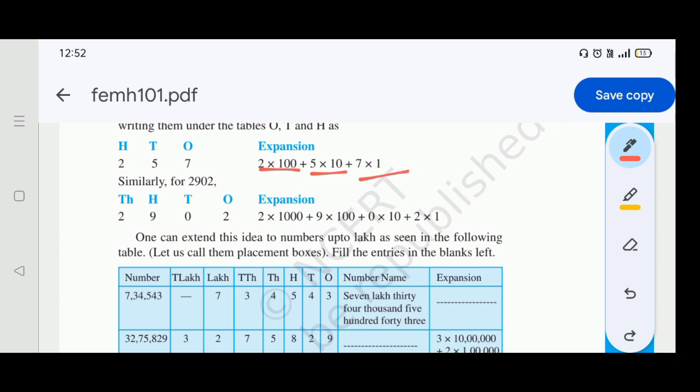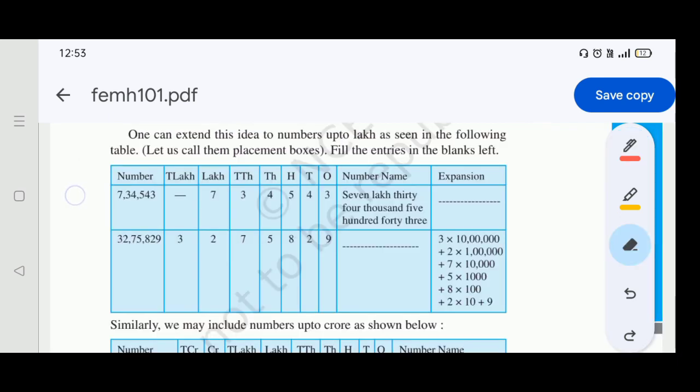Similarly, 2902 we can write as 2 into 1000 plus 9 into 100 plus 0 into 10, as there is no tens place, plus 2 into 1. One can extend this idea to numbers up to lakh as seen in the following table. Let us call them placement boxes. Fill the entries in the blanks left. Now we have an exercise to be completed.